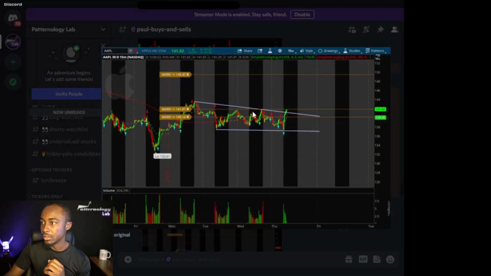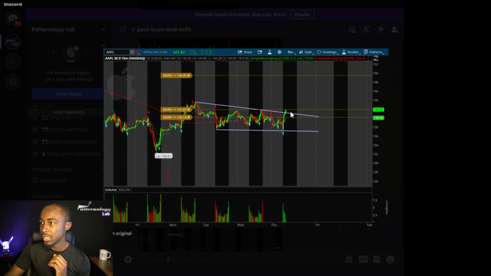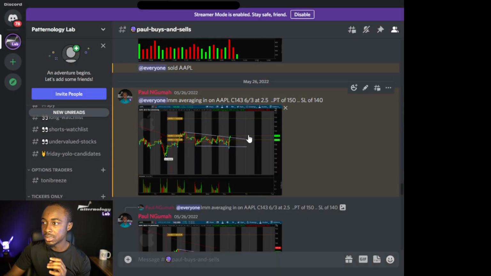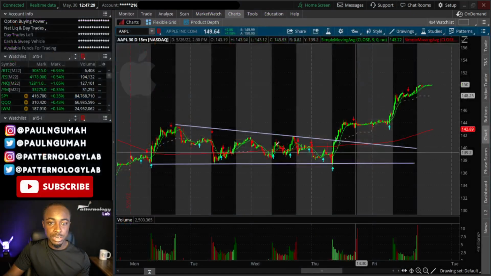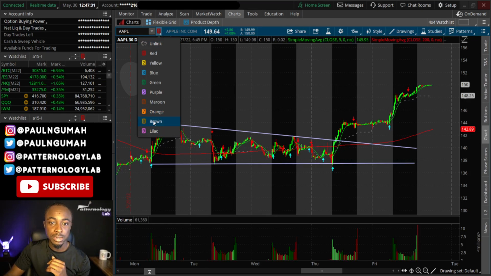If you look on here, this is the Discord. So as soon as the stock broke out, and the breakout point was right around $151, as soon as that happened, I decided to buy calls, the $143 calls that expire next week on June 3rd for $250 each. Here is the chart for that contract.